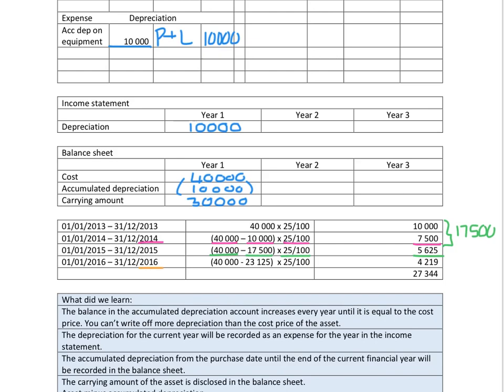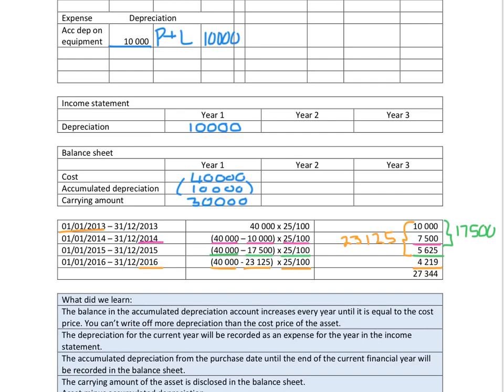In 2016, I will take the cost price of 40,000, then I will add up all the accumulated depreciation for the first 3 years to work out the total amount that we've written off for the first 3 years, and that will give me 23,125. And I will subtract the total accumulated depreciation from the purchase date until the end of the financial year that we are recording, and I will work out 25% on that, and that will give me 4,219.